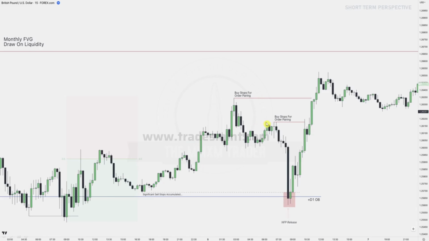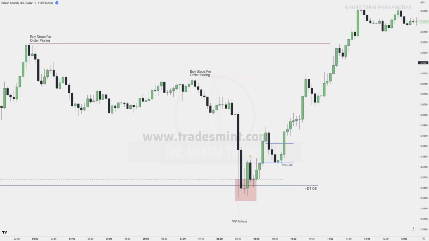Yes, we can. We have some buy stops over here, right? For order pairing. So there are engineered buy stops up here and engineered buy stops up here. And eventually above here, that monthly fair value gap, which is the drawn liquidity. Dropping into the 5-minute time frame, we see those buy stops for order pairing are present. We hit that discount array, the daily order block, after that NFP release, and remember we took all those significant sell stops, right? So over here we're starting to break structure upwards, and then from there on out you want to see all those discount arrays being respected again, right?